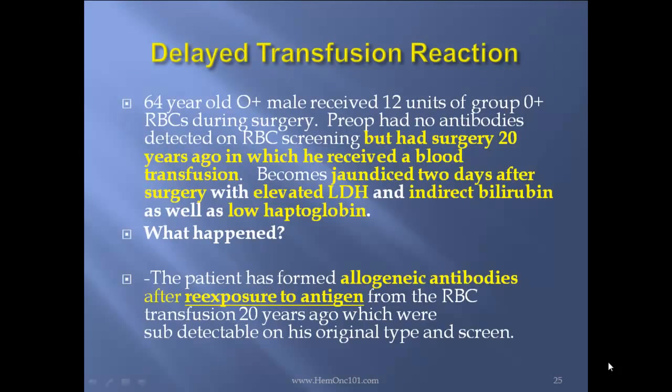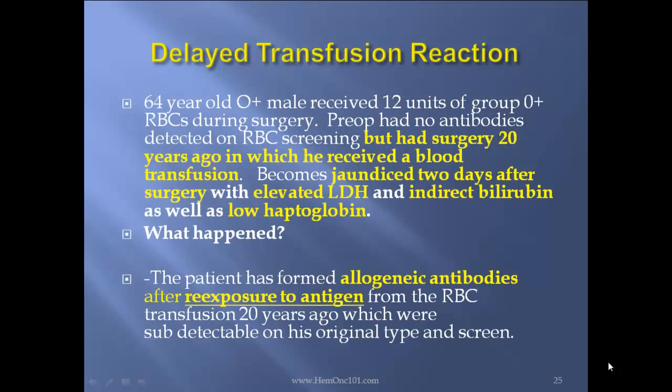Delayed transfusion reaction. Case report. 64-year-old O-positive male receives 12 units of group O-positive RBCs during surgery. Pre-op has no antibodies detected on the RBC screening, but had surgery 20 years ago, and this is the key, in which he received a blood transfusion.